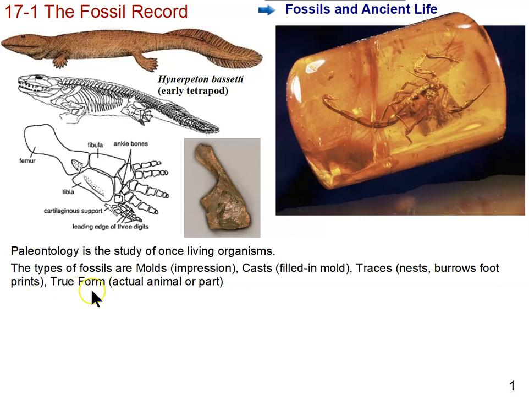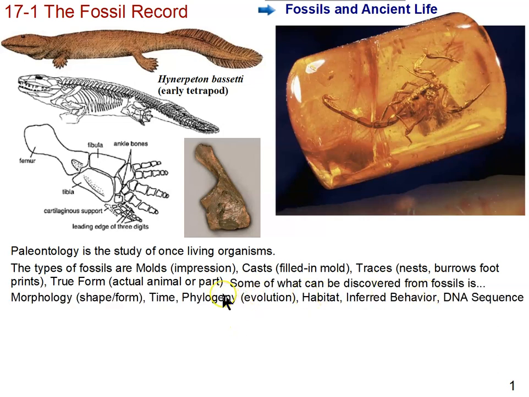True form fossils are the actual animal or part, and the best example of that would be like a woolly mammoth that has been frozen in the permafrost up in the tundra. So, woolly mammoths went extinct about 10,000 years ago, but they find them frozen in the permafrost, and it's almost like putting meat in your freezer. It preserves it, and even the soft tissues are preserved, because normally it's only the hard tissues that are fossilized.